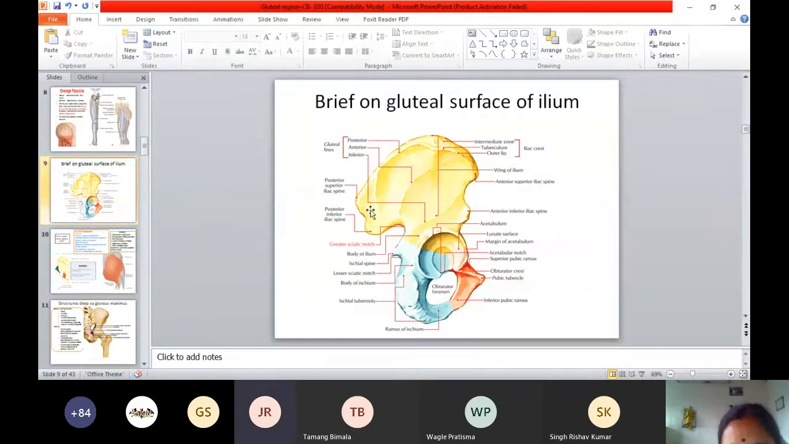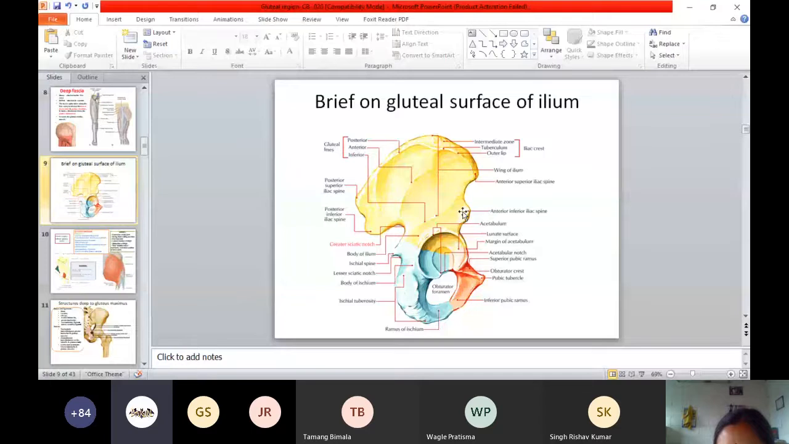This is the area behind the posterior gluteal line, 1st part. The area between the anterior and posterior gluteal lines, 2nd part. The area between the anterior and inferior gluteal lines, 3rd part. The area below the inferior gluteal line, 4th part. Are you confident? Yes, ma'am.